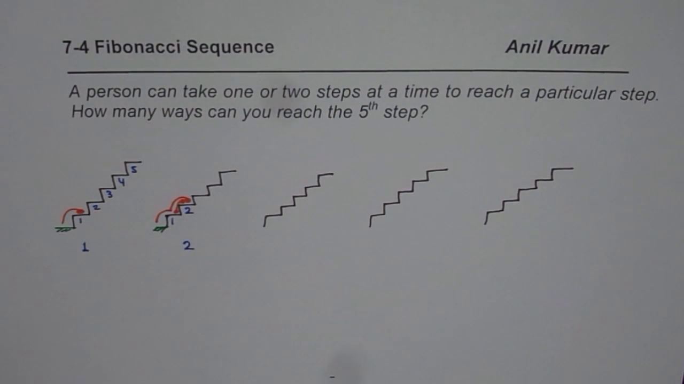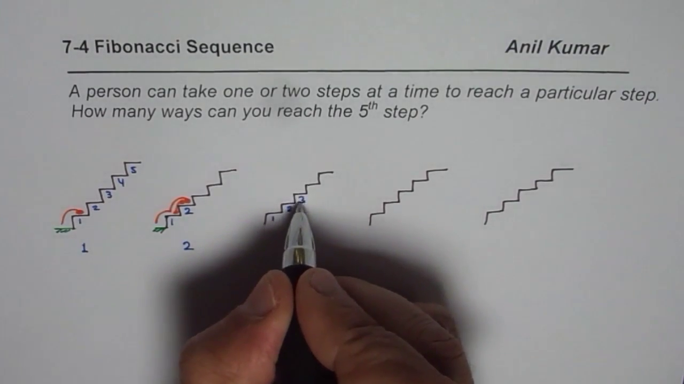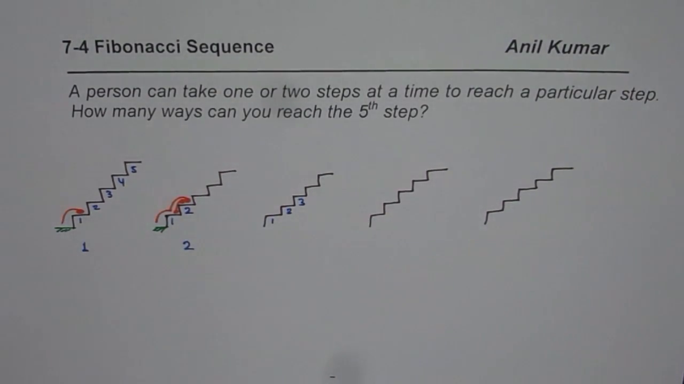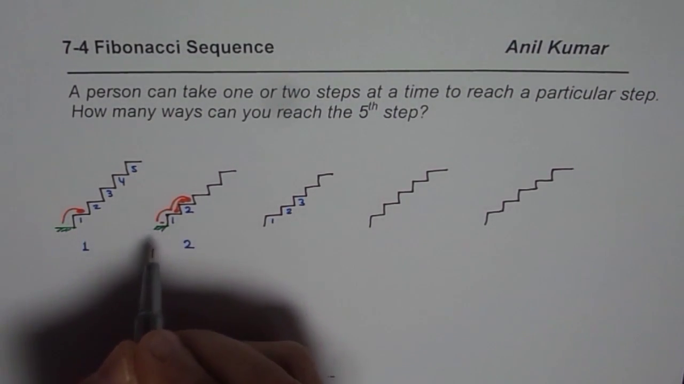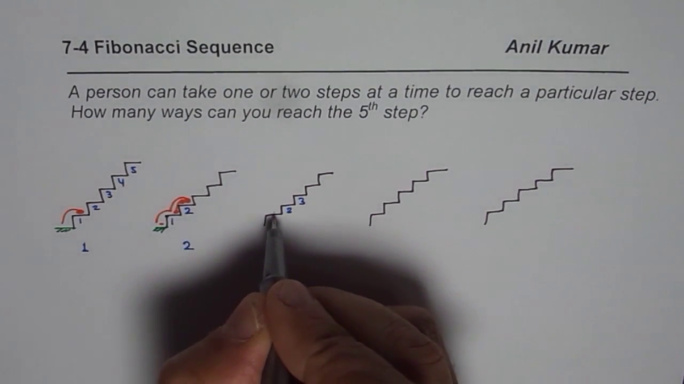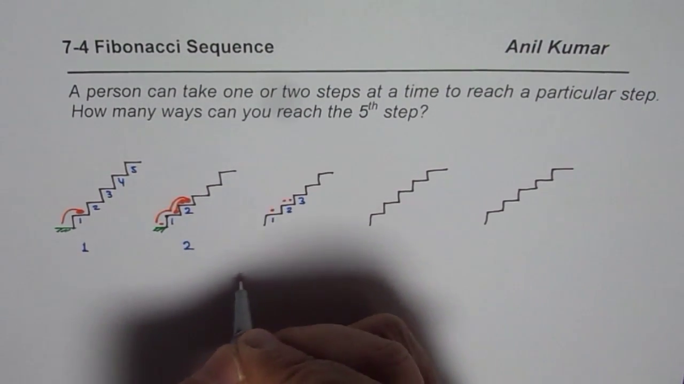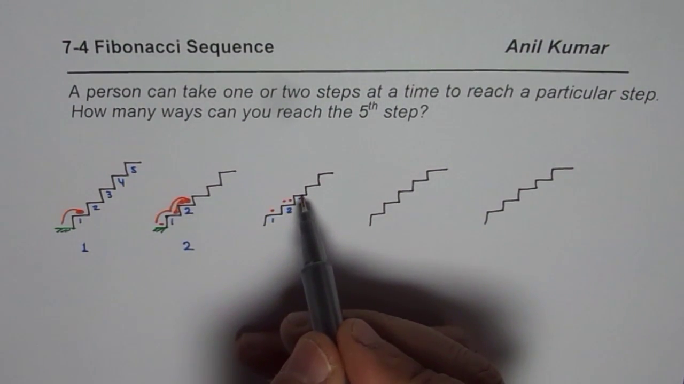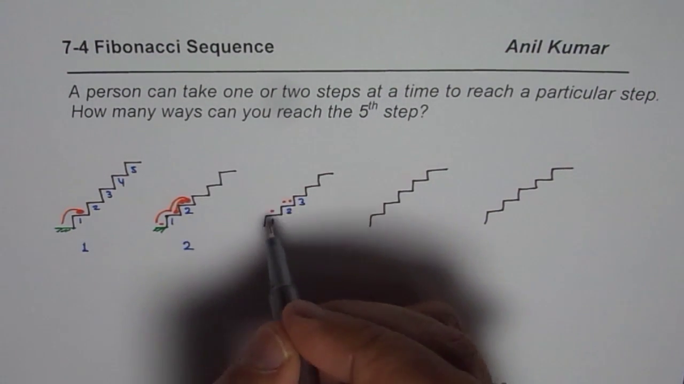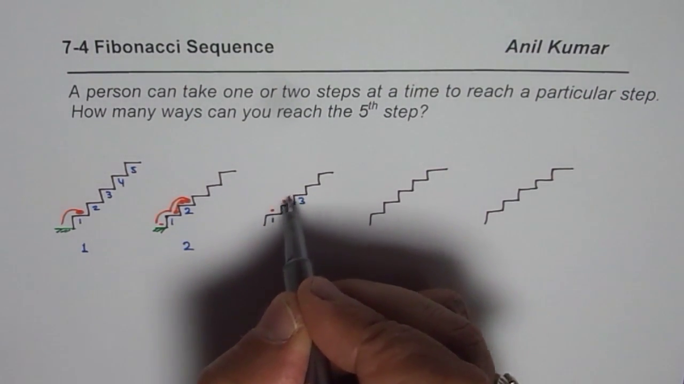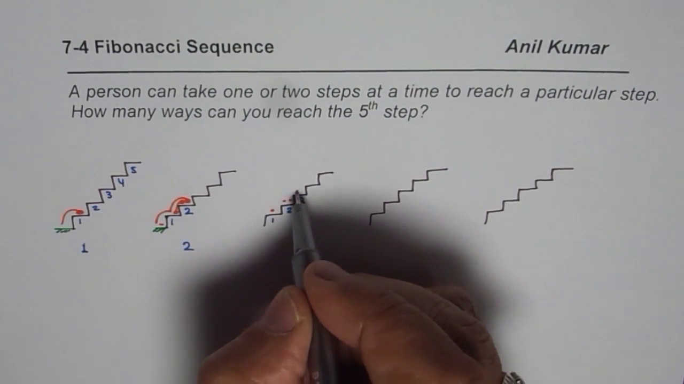Now to reach the third step, how many ways are there? So let's say this is my step number 1, 2 and 3, and I want to reach the third step. Now you can think like this. Till now what we saw here is that there is one way of reaching step number 1. To reach step number 2, there are 2 ways, correct? Now if I want to get to step number 3, I can take 2 steps from step number 1, right? So the number of ways will be 1, the one in which we reach step number 1, right? Correct? So that is 1.